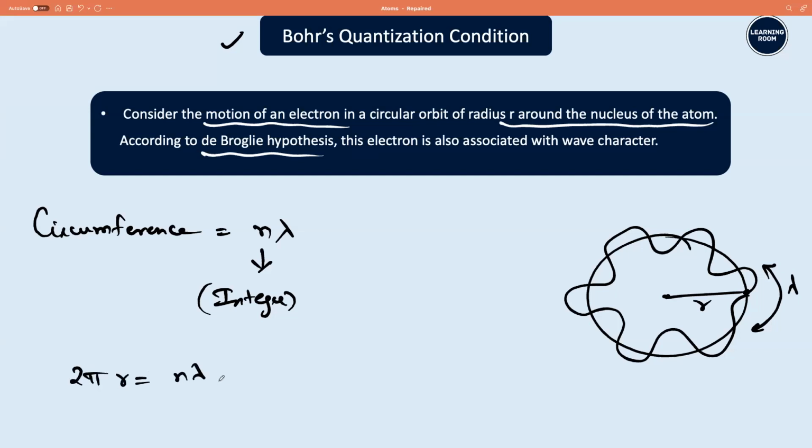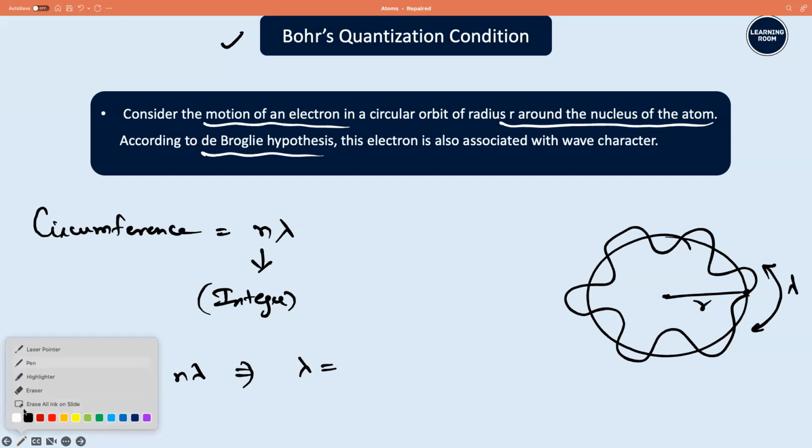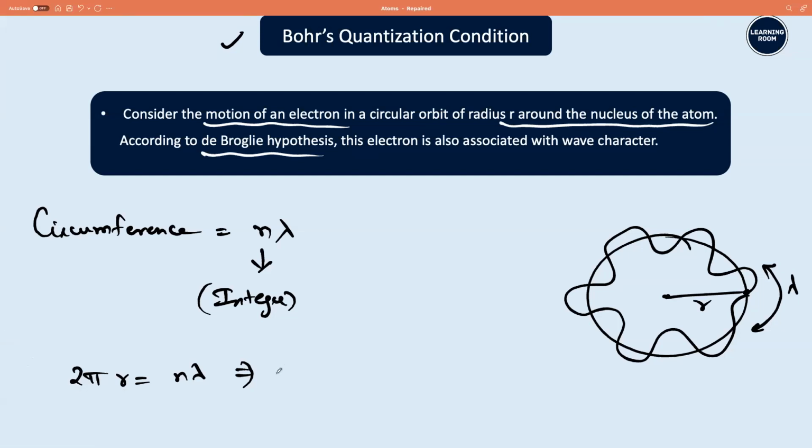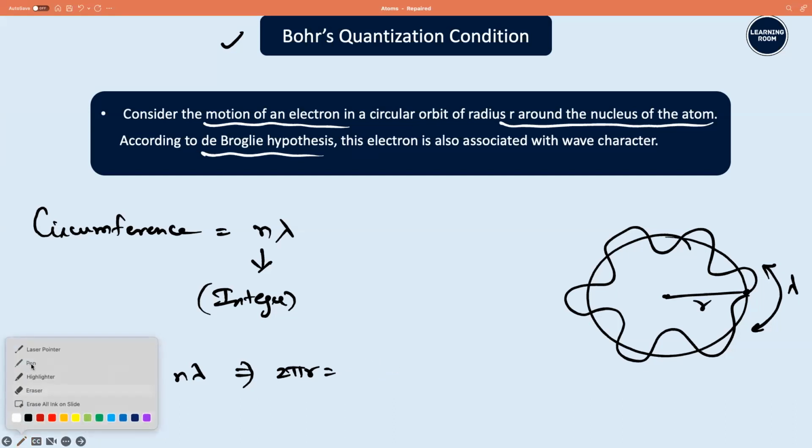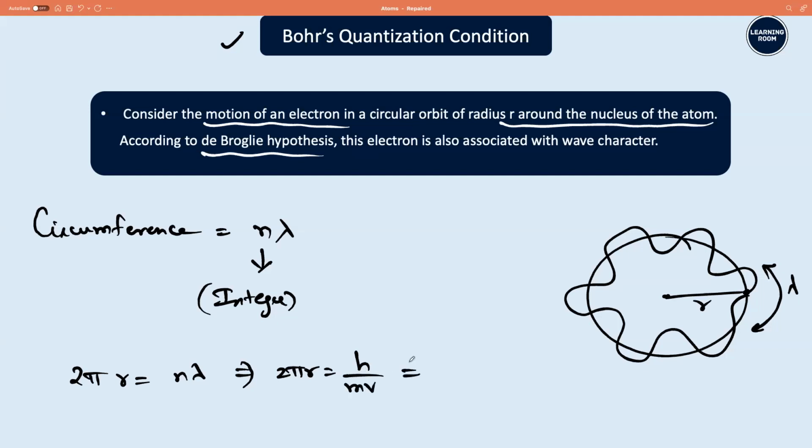So it is n times lambda. So 2 pi r is equal to n times lambda. Now lambda is h divided by mv. Am I right? So 2 pi r equals n h divided by mv, which implies nh by 2 pi is equal to mvr. Am I clear, guys? Are you able to understand what I have written? Yes or no?